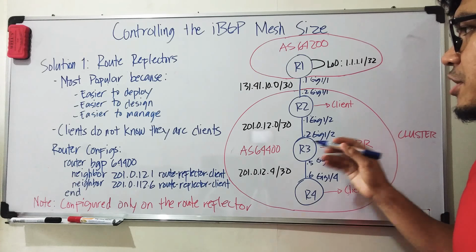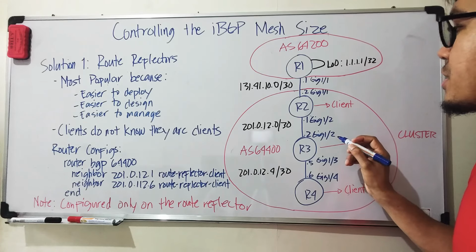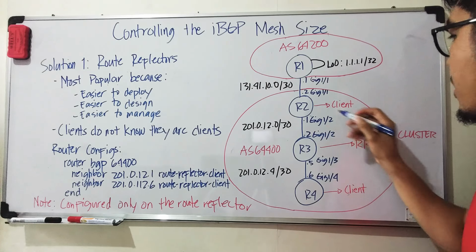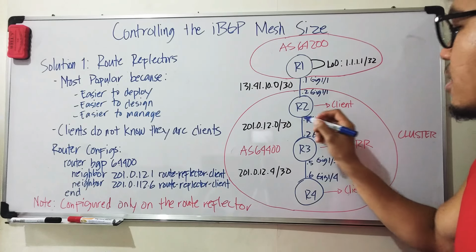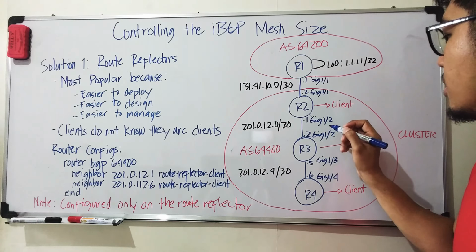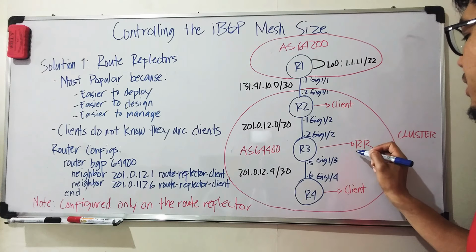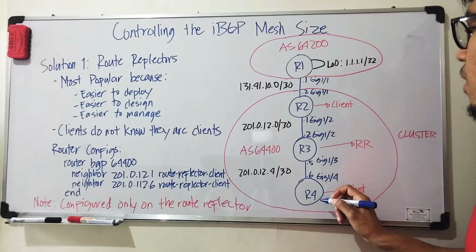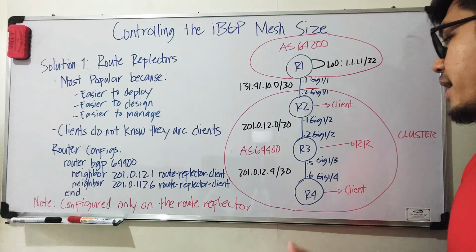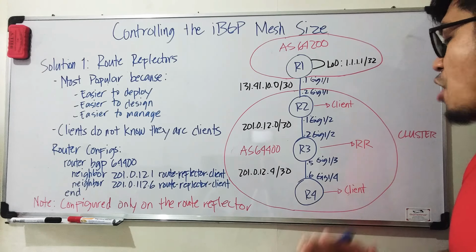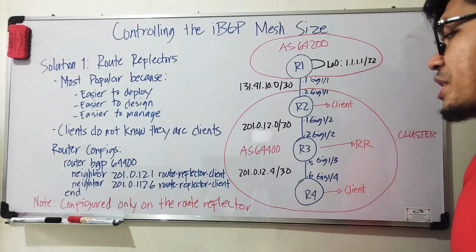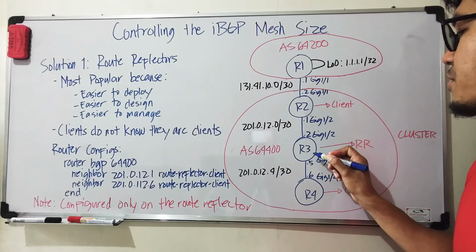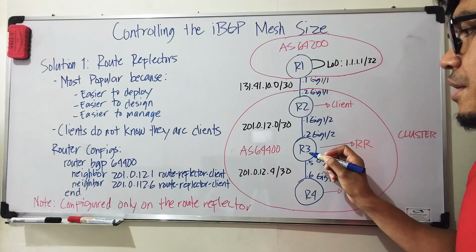So like I said earlier, we're gonna configure this cluster here. This is called a cluster, and R3 is called the route reflector, and R2 and R4 are called clients. And again, for route reflectors, configuration is only done on the route reflector itself. So in this case, on R3.